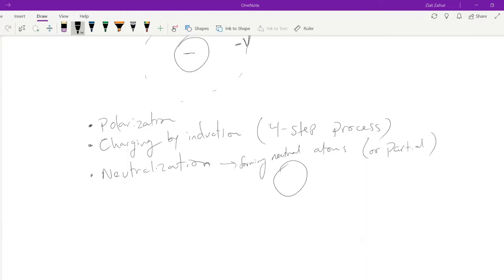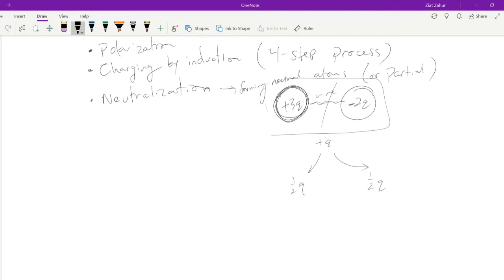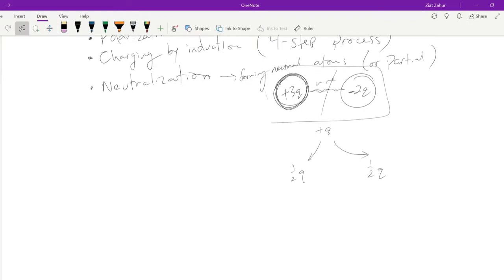So if you have two charged objects, these two balls here, plus 3, minus 2, connected via conductive wire, these will neutralize. The system itself has plus 1 Q. And recall that if you break it, then it'll split up into half and half. Now Q is a variable. Therefore, you can split up Q into fractions.